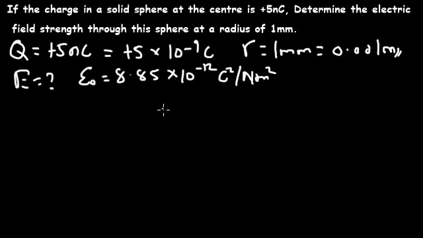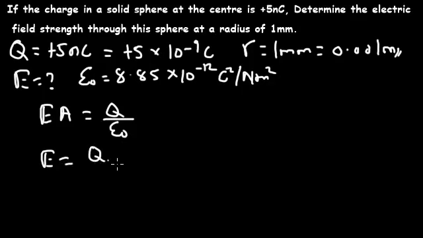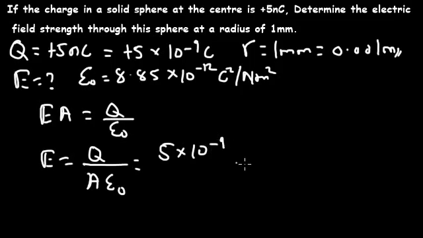Excellent. Now we can make use of the formula we discussed just a few seconds ago. We said that the electric field strength E multiplied by the area is simply equal to Q over epsilon sub naught. Our goal is to find E, so E would simply be equal to Q divided by the product of the area of the surface and epsilon sub naught. The magnitude of the charge is 5 times 10 to the power of negative 9. Well, the area we are going to get that.